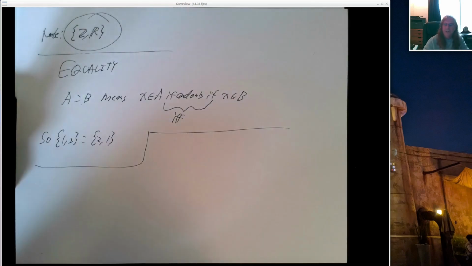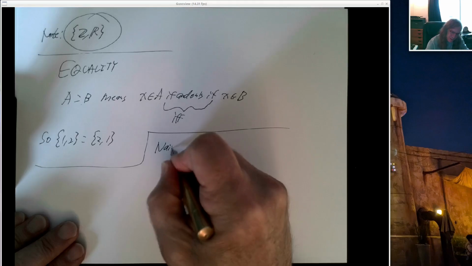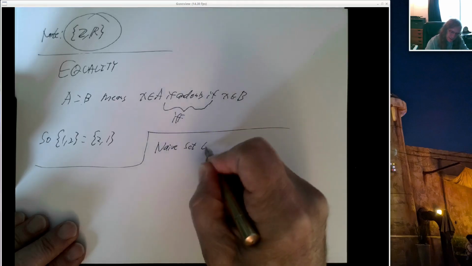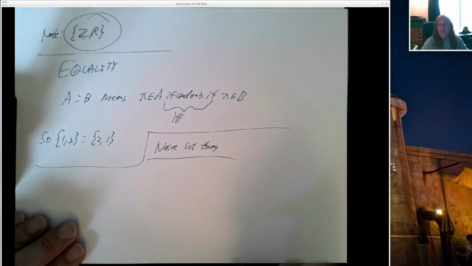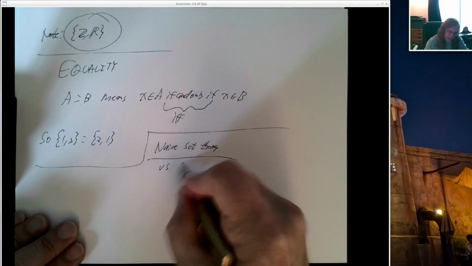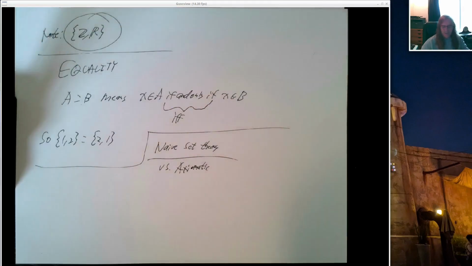Alright, so I should point out here that what we're looking at is something called naive set theory, as opposed to axiomatic set theory. What's the difference? The difference starts from when we said that a set is a collection of things. And we didn't say what kinds of things we can put in a set.